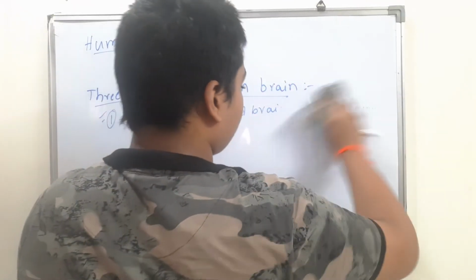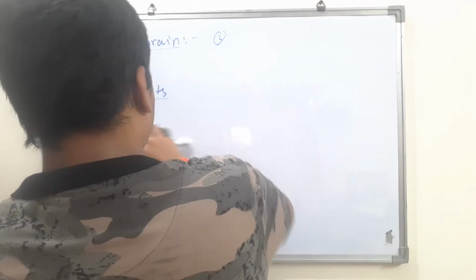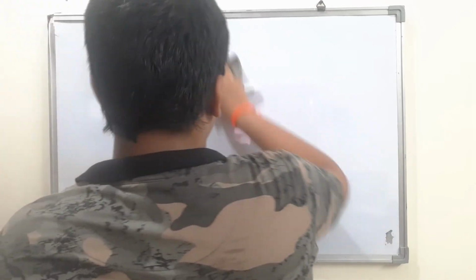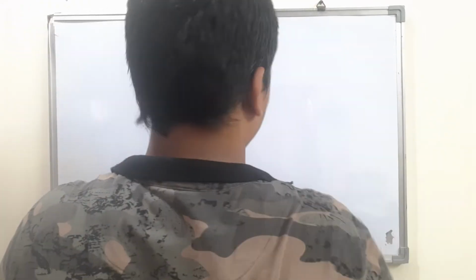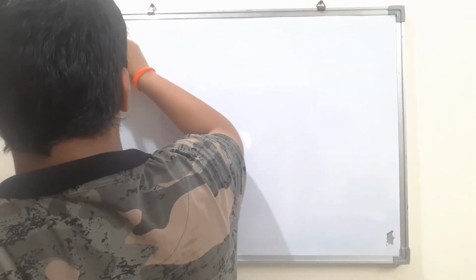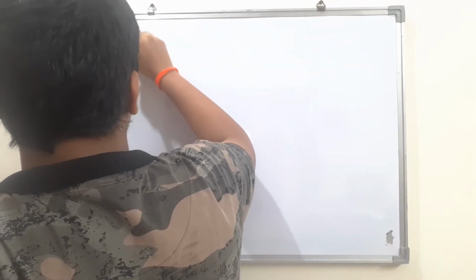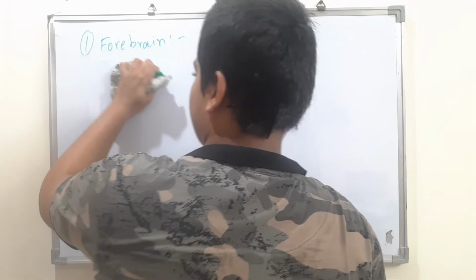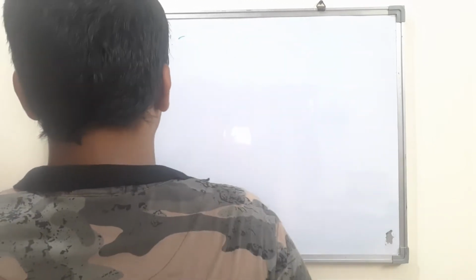We will be talking about the forebrain first, then the midbrain, then the hindbrain. All three will be completed in this video itself. No need to hesitate. Okay. First we are talking about the forebrain. What is this forebrain? Where is it located? What does it consist of?